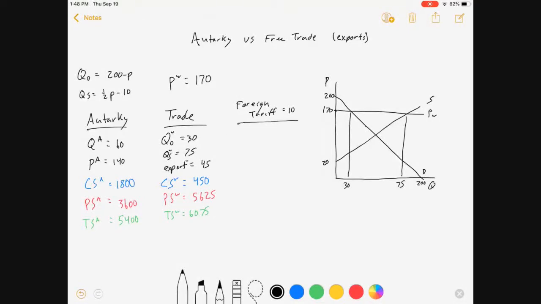Hey everybody, welcome to trade part 4. This is another export example, only in this case we're going to look at what happens in our market when the foreign country puts a tariff on our exports.